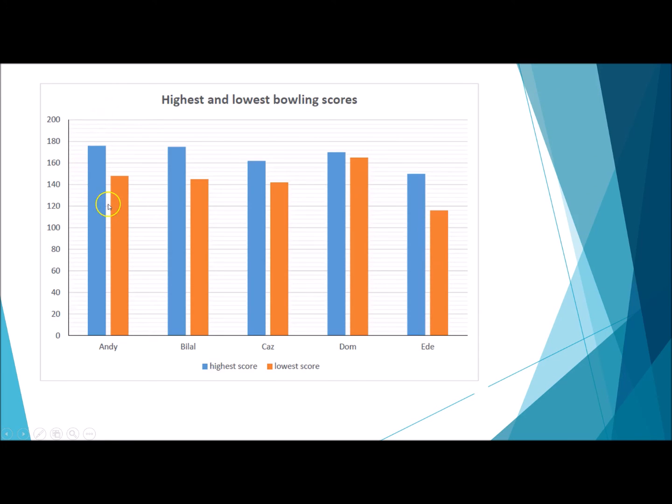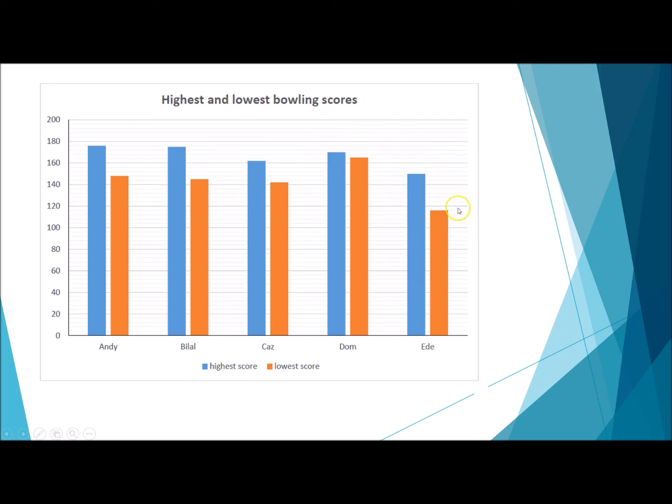So if we're looking here, just to compare what we're seeing, Andy, there's his lowest score, there's his highest. So he did quite well here, but not as well here. So there's quite a gap between the two. As there is with Bilal, there's even, I think, probably a bit more of a gap with Bilal. So sometimes he got a really good score, but sometimes it was quite low. Cal's a bit more consistent, very similar. Dom, we can see the heights are nearly the same. So that is the consistency we're looking for.